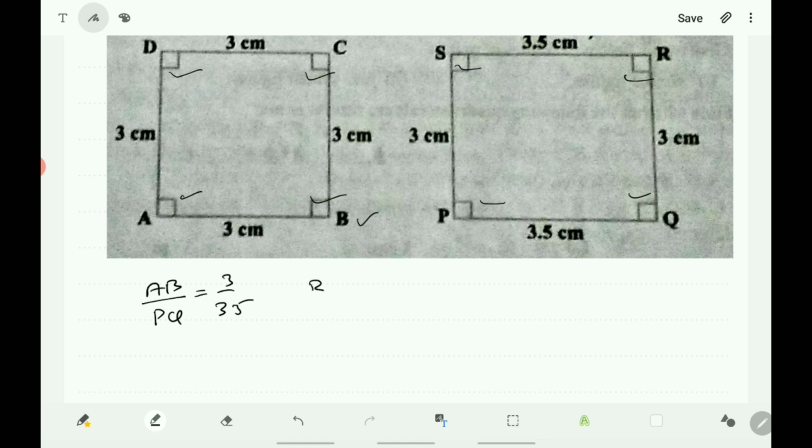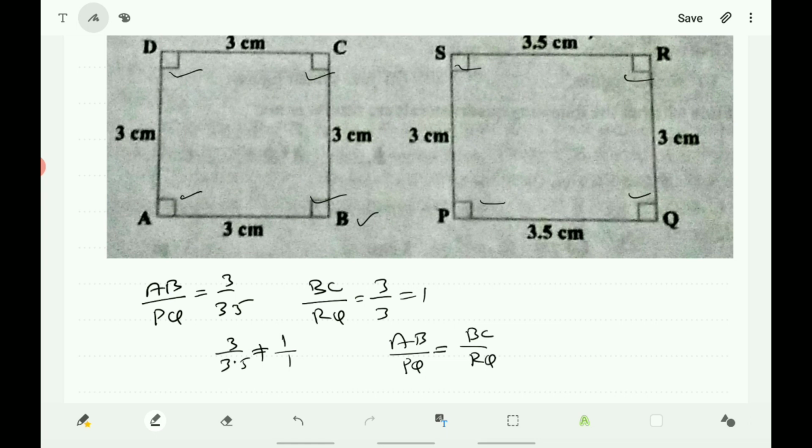Next, BC by RQ, that is 3 by 3. Here you get 1, and 3 by 3.5 is not equal to 1 or 1 by 1. Therefore you can say that AB by PQ is not equal to BC by RQ. The corresponding sides are not in proportion, meaning the ratio of the corresponding sides are not equal. Therefore these two figures are not similar figures. This ABCD is not similar to PQRS.